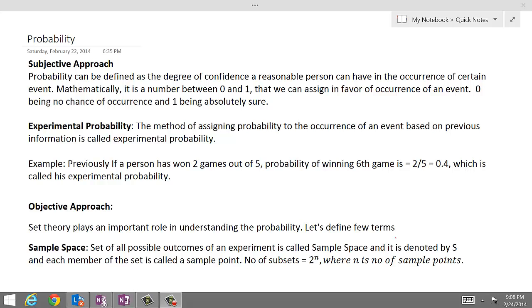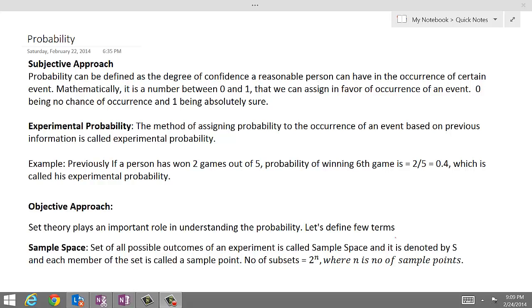And another approach we take toward explaining the probability is experimental probability. This is a method of assigning probability to the occurrence of an event based on previous information. For example, if a player has won 2 games out of 5, then while that player is going to play the 6th game, what are his chances of winning the 6th game? Those will be 2 over 5 because he won 2 games out of 5 games. Therefore, his chances of winning are 2 out of 5, which is equal to 0.40.